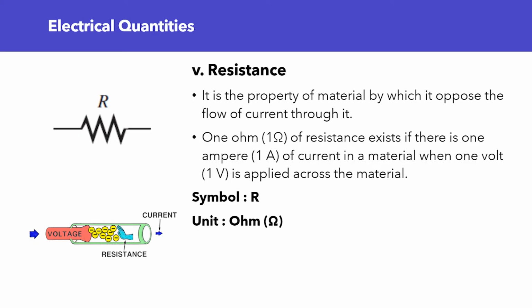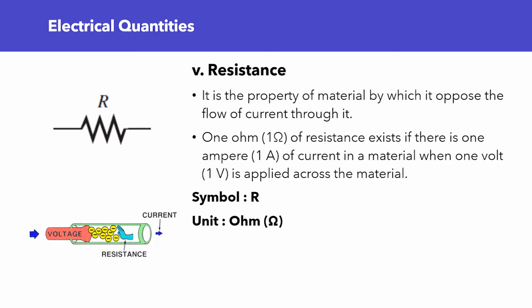The fifth is resistance. Resistance is the property of material by which it opposes the flow of current through it. 1 ohm of resistance exists if there is 1 ampere of current in a material when 1 volt is applied across the material. You can see from this picture to get a clear idea of what it means by it opposes the flow of current through it.